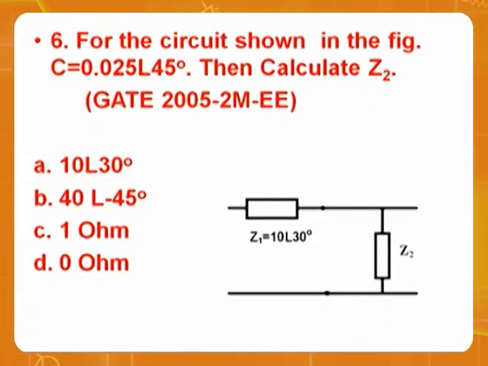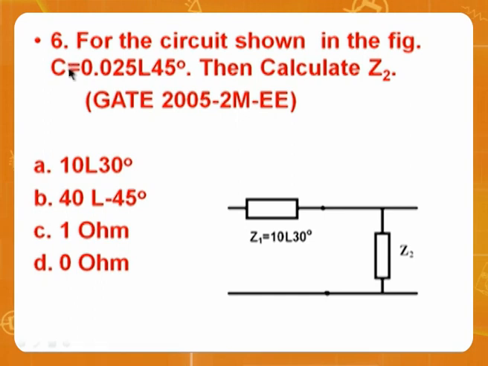Sixth one. For the circuit shown in figure, C is given as 0.025 angle 45. Then calculate Z2. This is GATE 2005, 2 marks. Whenever 2 marks is given, that means little complicated. What complication is here? Absolutely there is no complication.